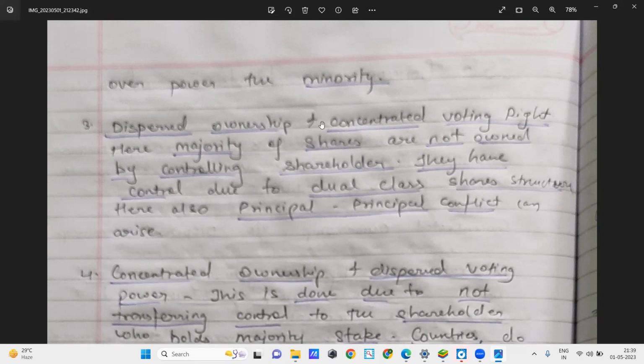The third one is dispersed ownership and concentrated voting rights. With dispersed ownership, there are numerous shareholders, but a single person or a single family has total control of the corporation. Here the majority of the shares are not owned by the controlling shareholders. They have control due to a dual class share structure. Here also principal conflict can arise. Whenever there are concentrated voting rights, there will always be a principal conflict, because the minority shareholders will have less voting power as compared to the majority shareholders.